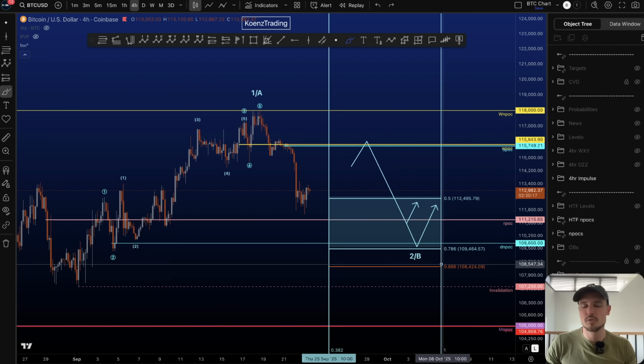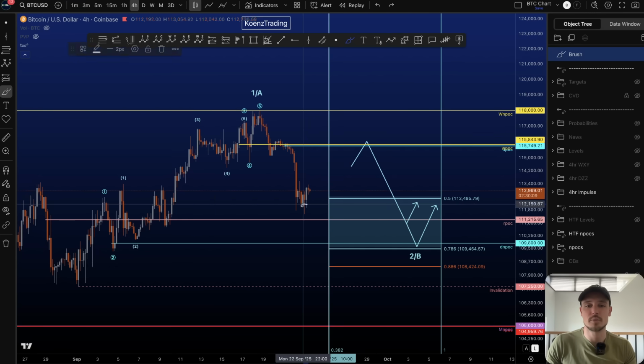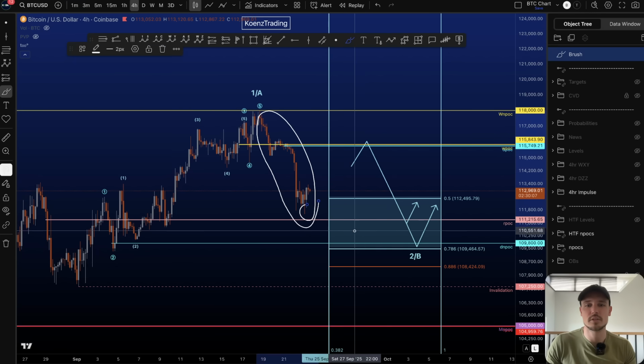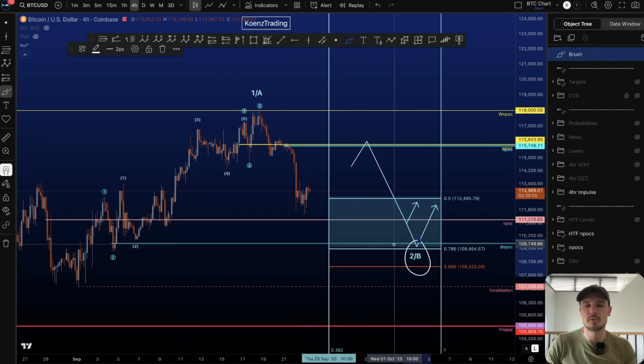Preferably wave 2 or B is finishing at least after this vertical line here on my chart, sitting on the 25th of September, 10 a.m. Central European time, which means that preferably this structure to the downside is not the end of 2 or B.